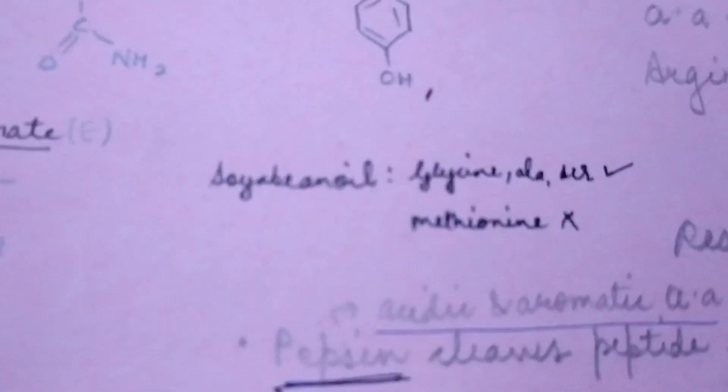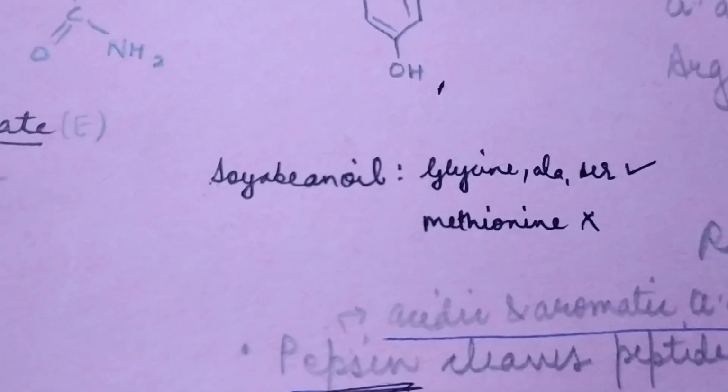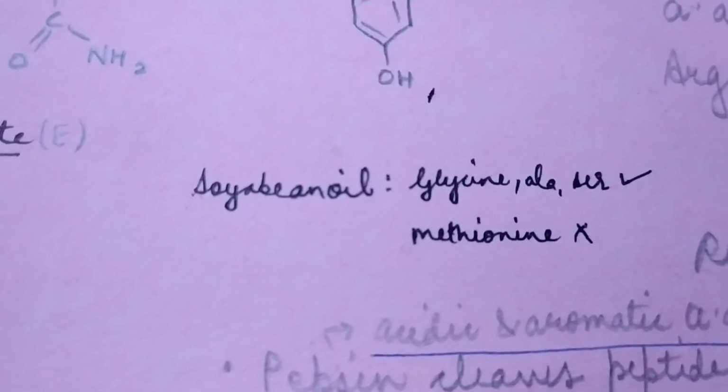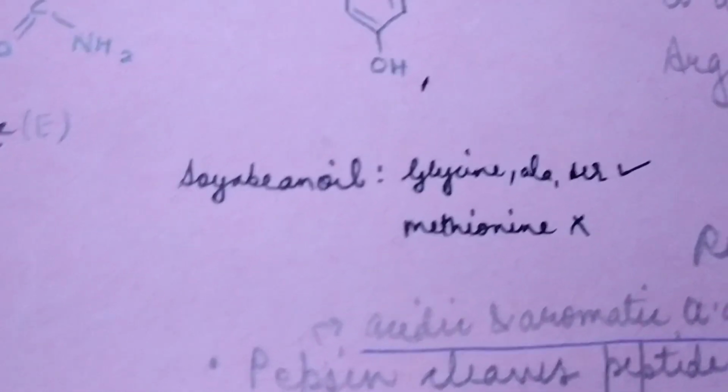And just an extra question that I have is, soybean oil has glycine, alanine, serine, not methionine. What does soybean oil already have in it? Glycine, alanine and serine amino acids.